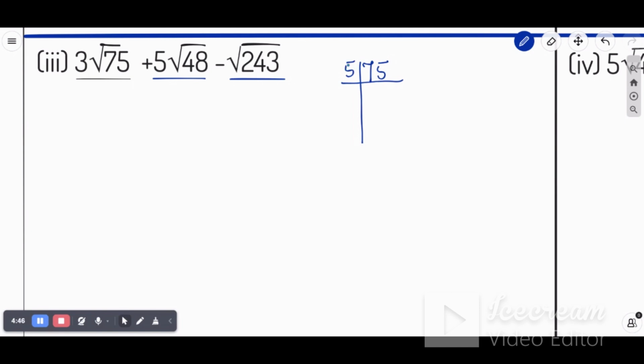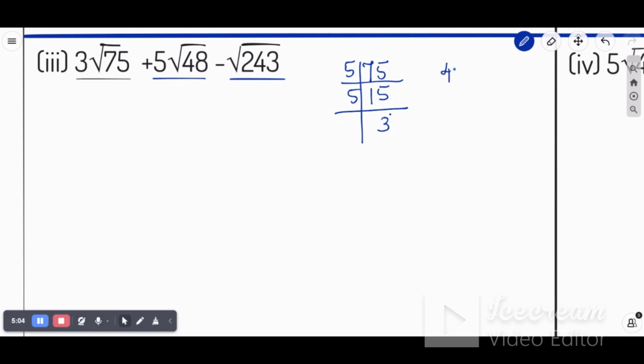So this will be 5: 2 5s are 10, 1 5 is 5, and 2 5s are 10. This will be 1 5 is 5 and 5 5s are 25. And next will be 5: 3 5s are 15. So you have 5 and 5.